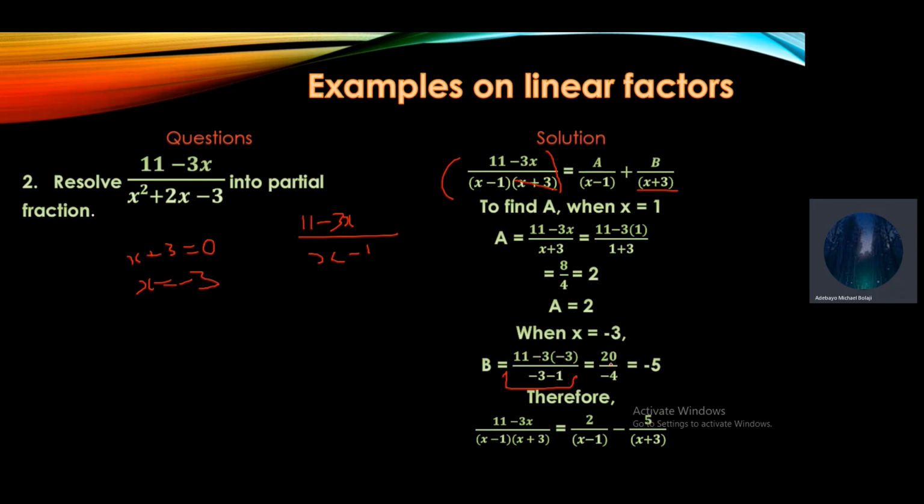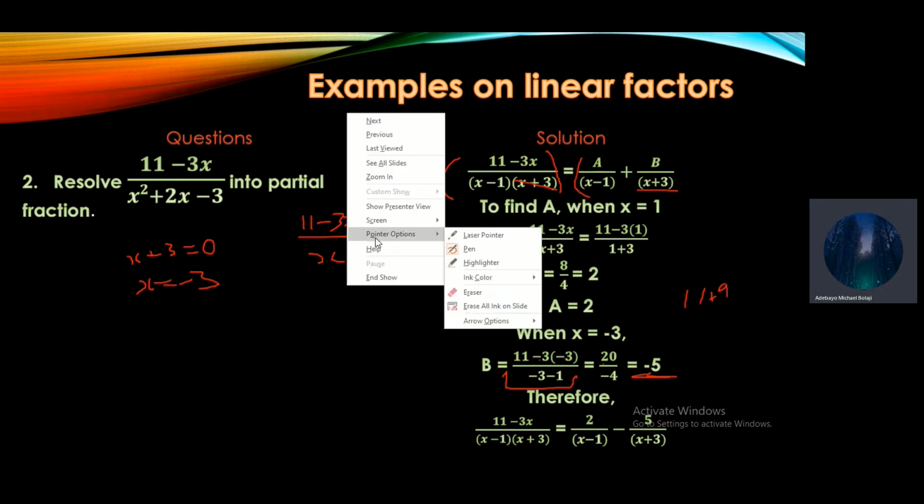This minus times minus will give us what? Plus. 3 times 3 is 9. It will give us 11 plus 9. And 11 plus 9 is equal to what? Equals 20. Minus 3 minus 1 is equal to minus 4. 20 divided by minus 4 is what? Is minus 5. So the value of our b is also what? Is also minus 5. Then we put the values into our resolved partial fraction.